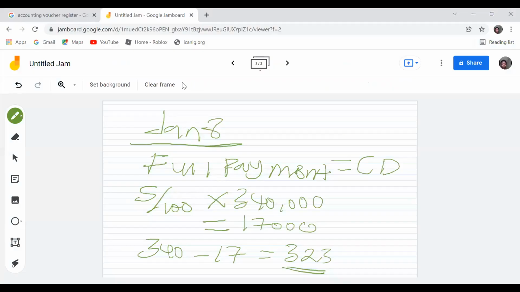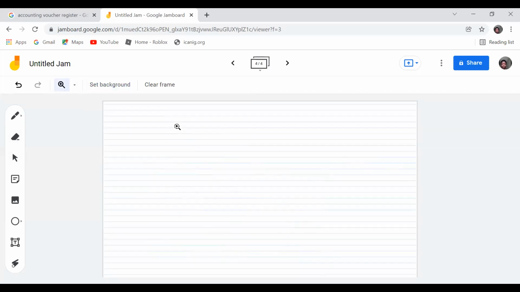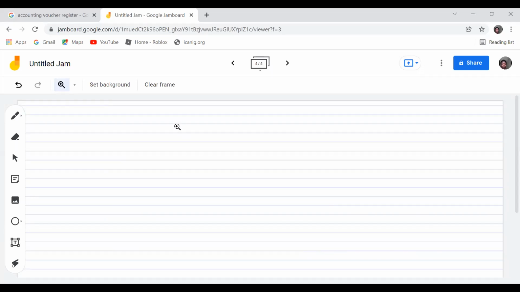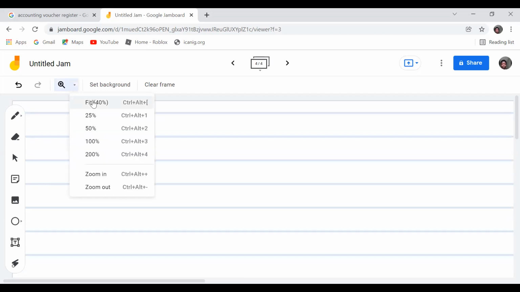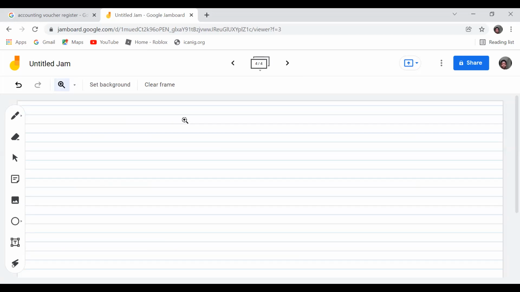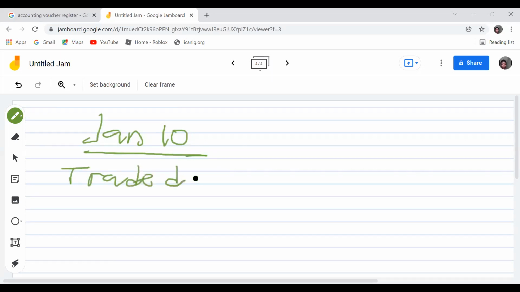So this one is January 8th. I can open another one for January 10th, right? So this is January 10. January 10 only qualifies for trade discount.